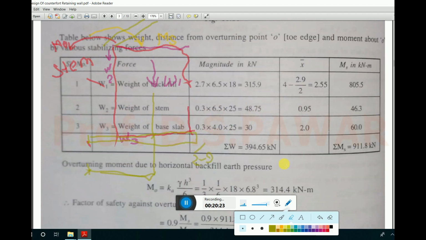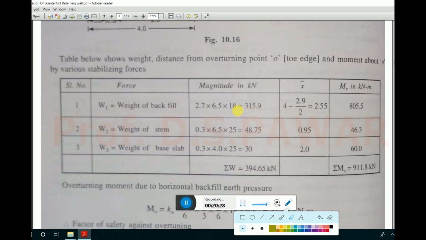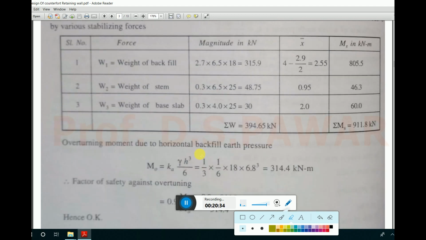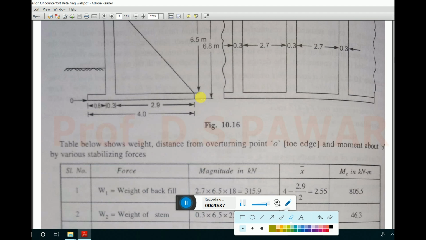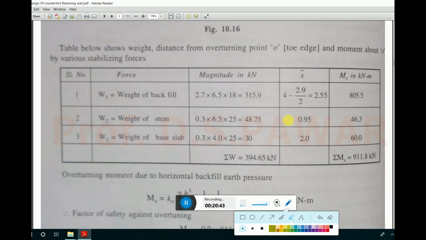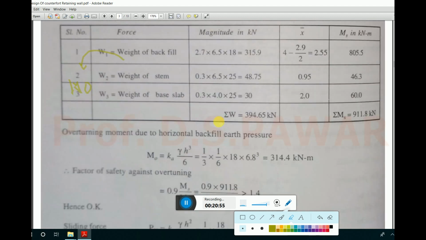Okay, got it. So next, after knowing the stability moment, we have to calculate the overturning moment again, and we are going to calculate the overturning moment based upon the pressure. I have already told you how to get the value of overturning moment in a cantilever retaining wall also. So the overturning moment Mo you are going to get as k into gamma into small h cube divided by 6. How did we get this value?